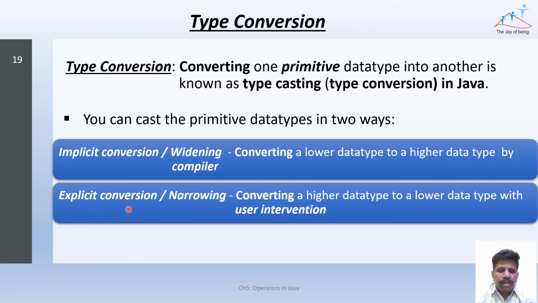Then explicit or narrowing. In this case, a higher data type is converted to a lower data type with user intervention, that is, the programmer needs to mention from which data type to which data type you are converting.